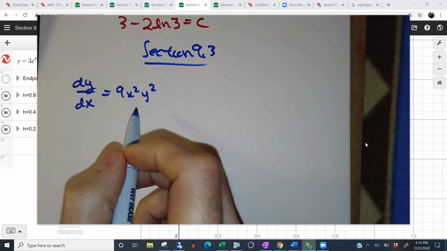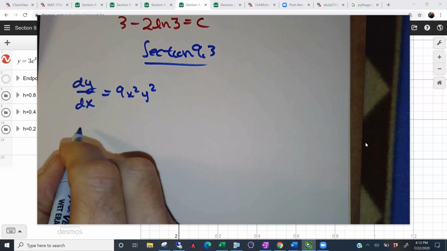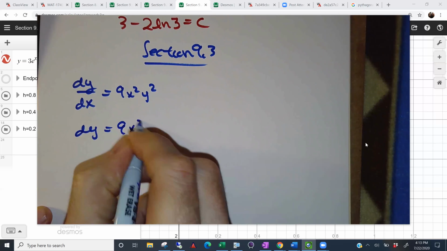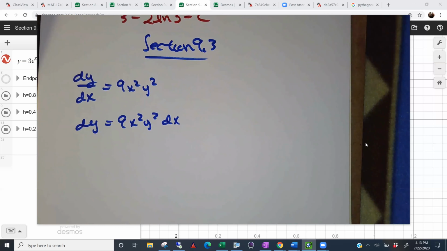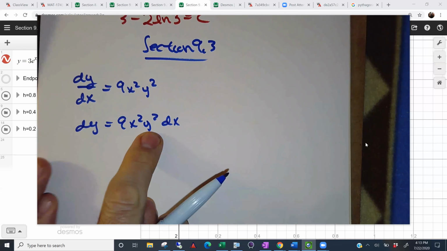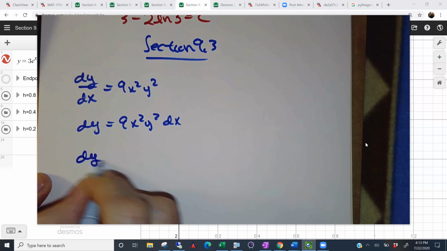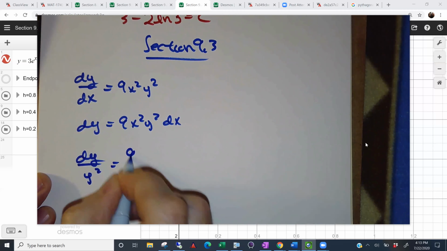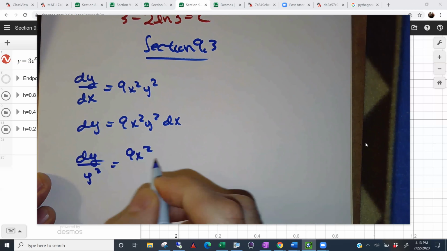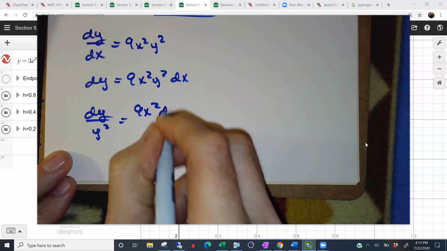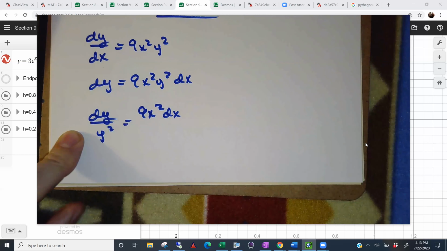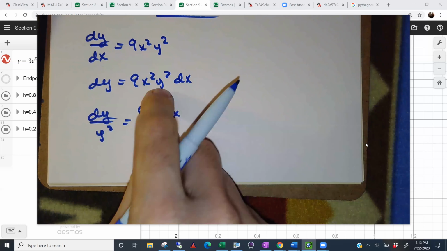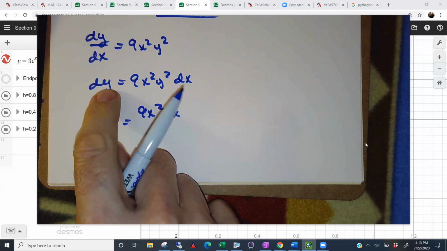So the first thing I'll do is I'll multiply both sides by dx and get dy equals 9x squared y squared dx. So it canceled on the left, and we've got it on the right. Now I want to get all my y's together. So I'll divide both sides by y squared. Now what's going to happen is that eventually you guys are going to get pretty good at going from here down to here, and that's fine. I might do the same thing myself. But divide both sides by y squared, it cancels on the right. We're stuck with it on the left.